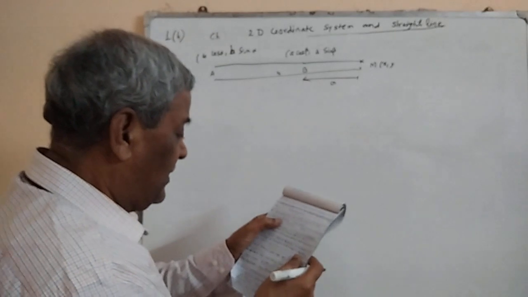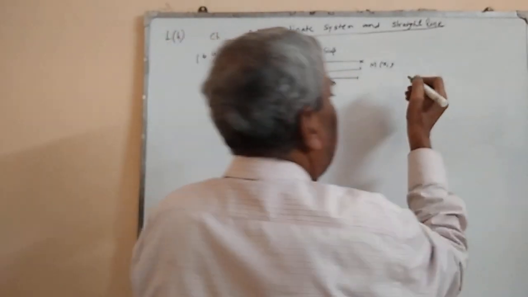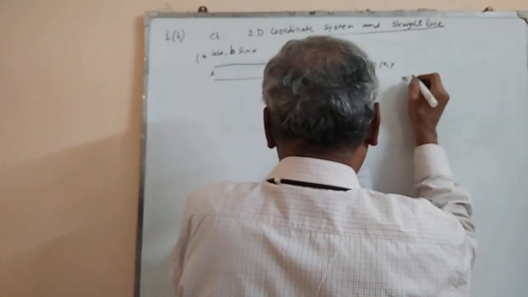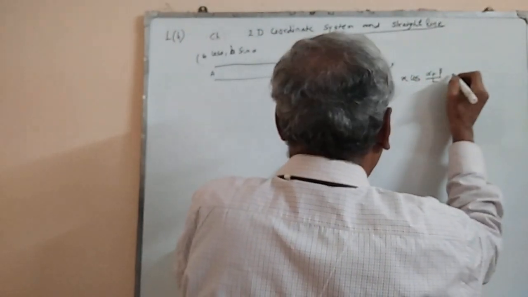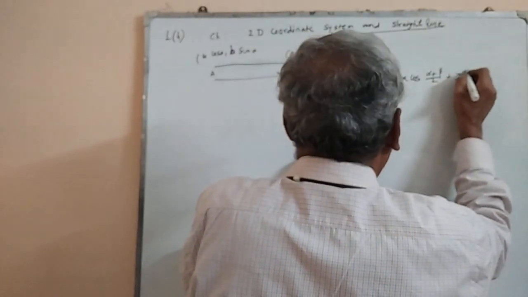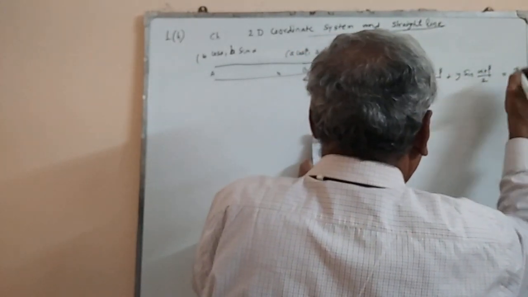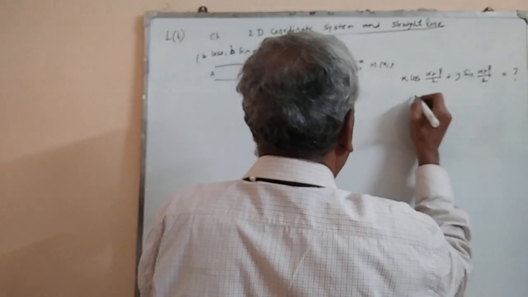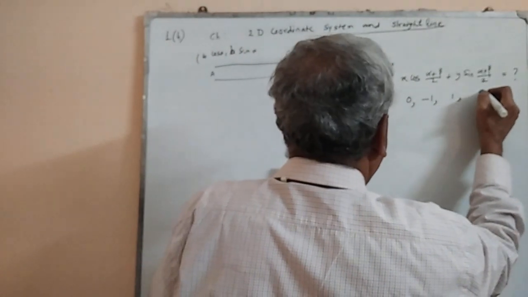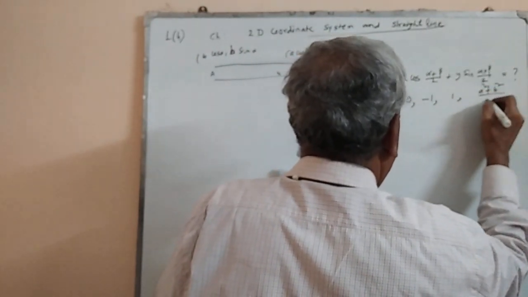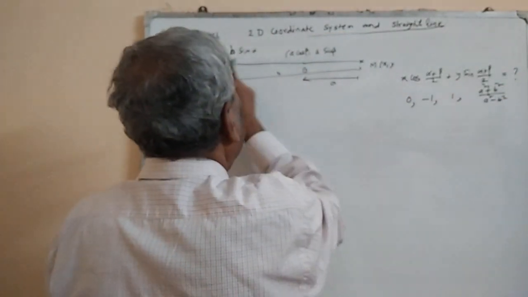This is the figure. Then the value of x cos of alpha plus beta by 2 plus y sin of alpha plus beta by 2, what? Options are 0, minus 1, plus 1, and a square plus b square by a square minus b square. We have to, what is given is A cos alpha, B cos alpha, etc.